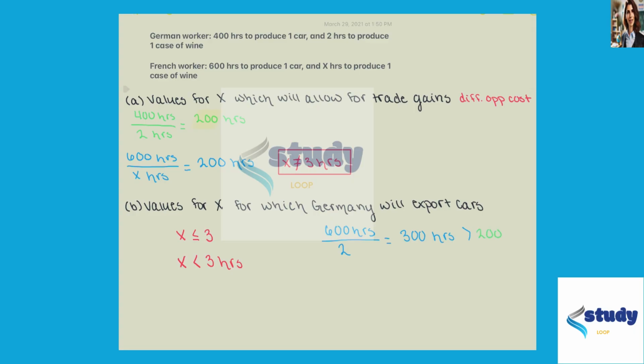It's greater than their ratio, which means that Germany has this comparative advantage because their opportunity cost is less than France's. So what we can say here is that the values for X for which Germany will export cars is any value which is less than 3 hours.